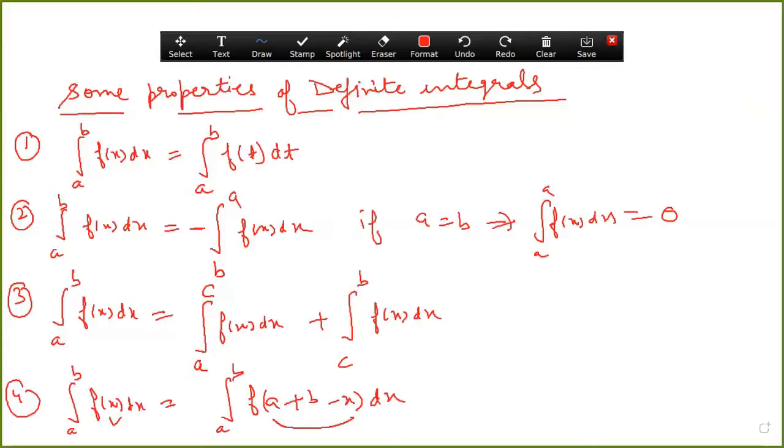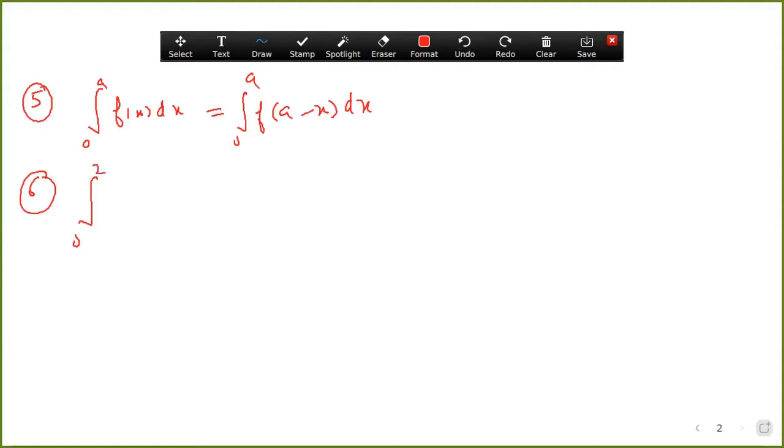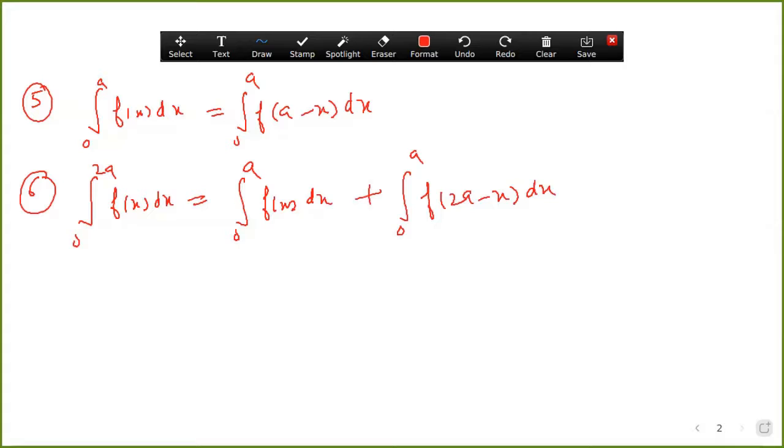Now, property number 5. Property number 5 is the a minus x property, the name of this. It's a very important property. The integral from 0 to a of f(x) dx can be written as the integral from 0 to a of f(a - x) dx. You can replace x by a - x. Now, property number 6. If the limit 0 to 2a is given to the function f(x) dx, that can be written as 0 to a of f(x) plus the limit from 0 to a of f(2a - x) with respect to x.